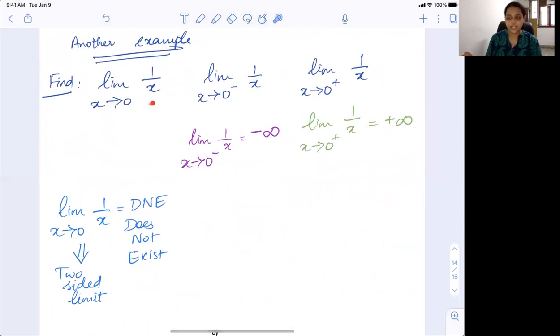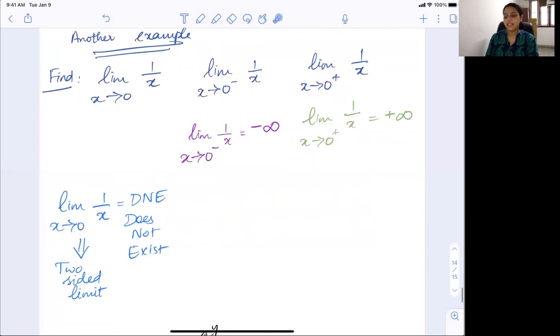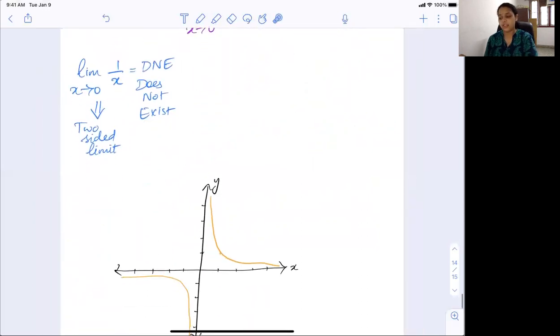Now, just another quick example here. When you have the function 1 by x and you're interested in understanding the behavior of 1 by x as x gets closer to 0, when x approaches 0 from the left-hand side, the function is going to approach minus infinity. And when x approaches 0 from the right-hand side, the function is going to approach plus infinity. And now the left-hand side limit and the right-hand side limit are not the same. And so the overall limit, the two-sided limit for this function does not exist.